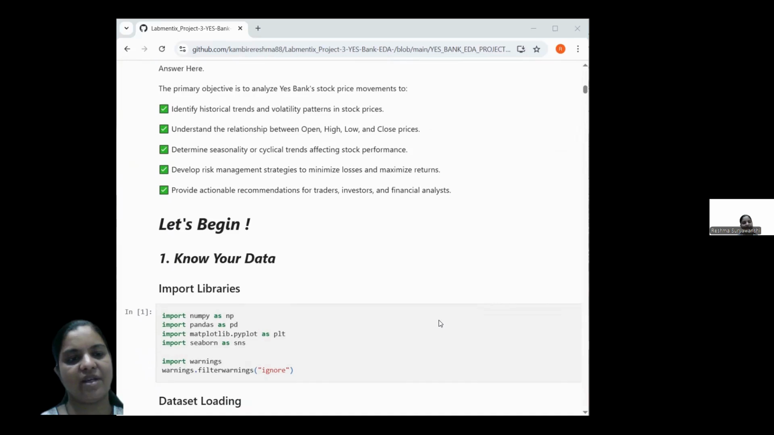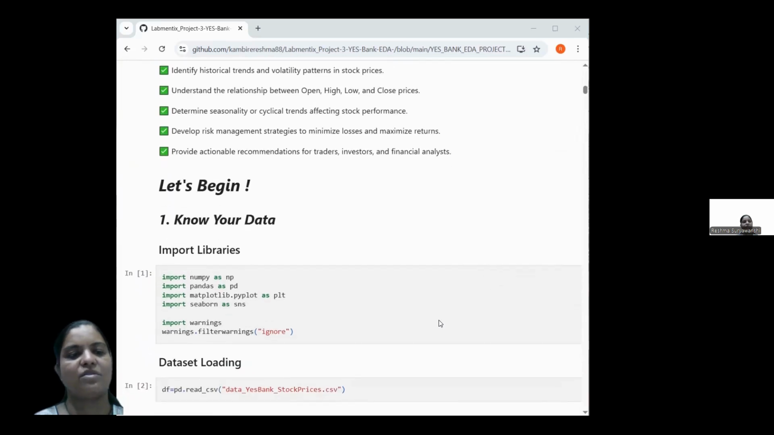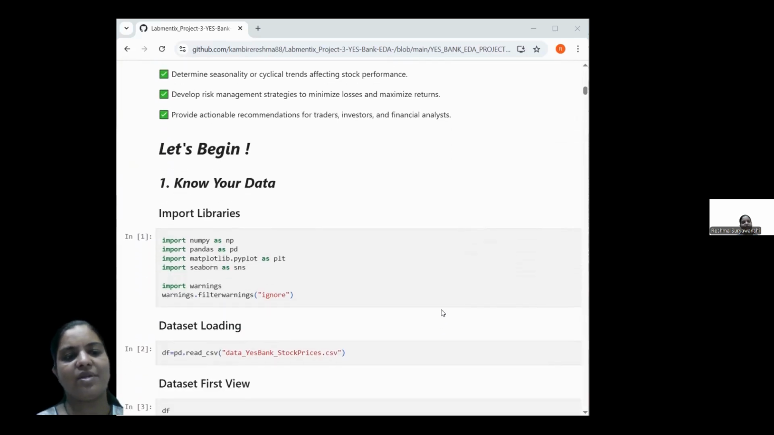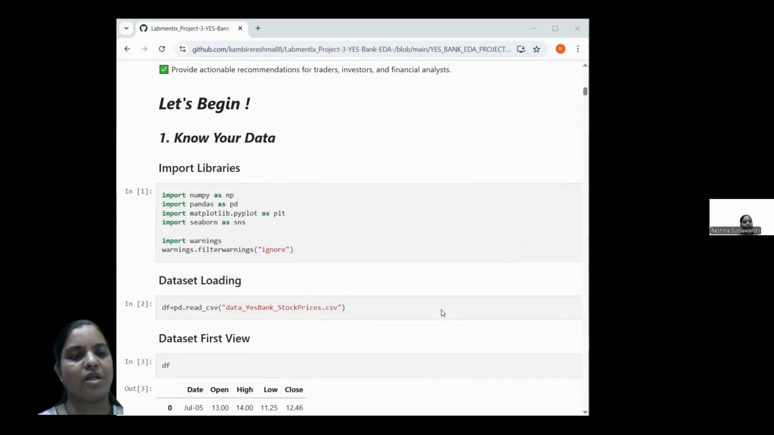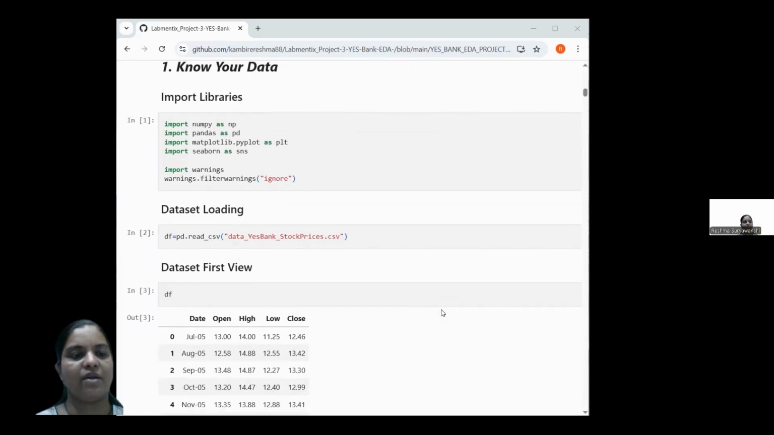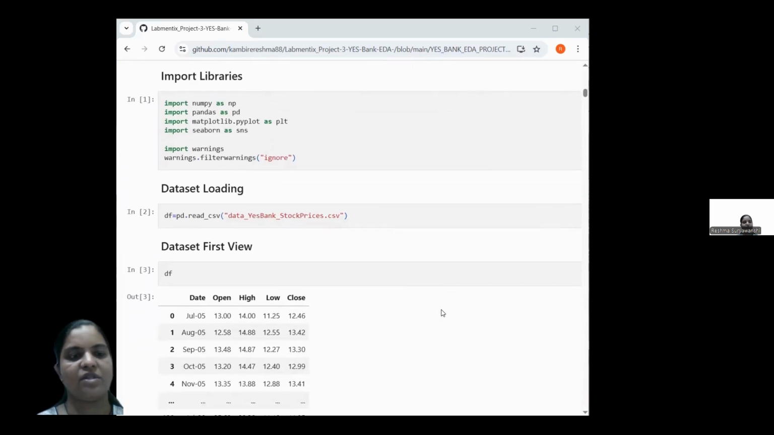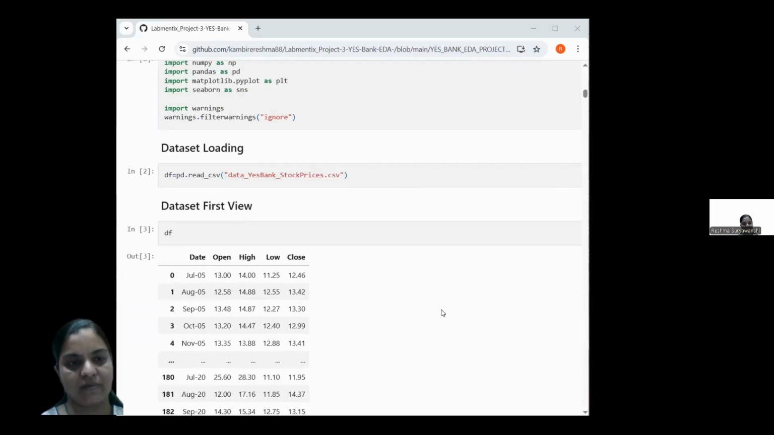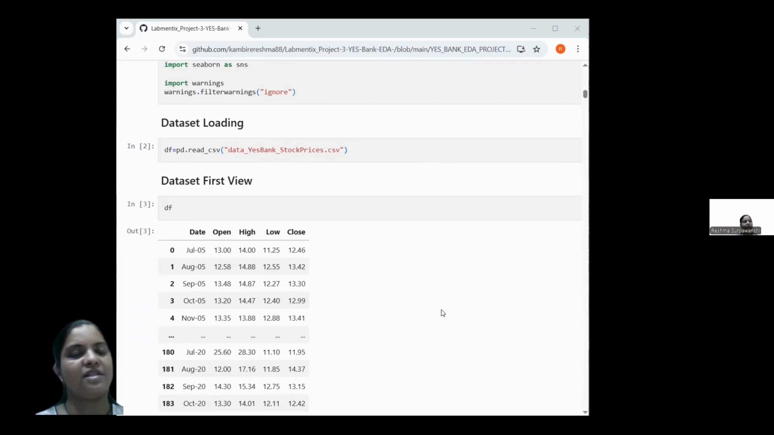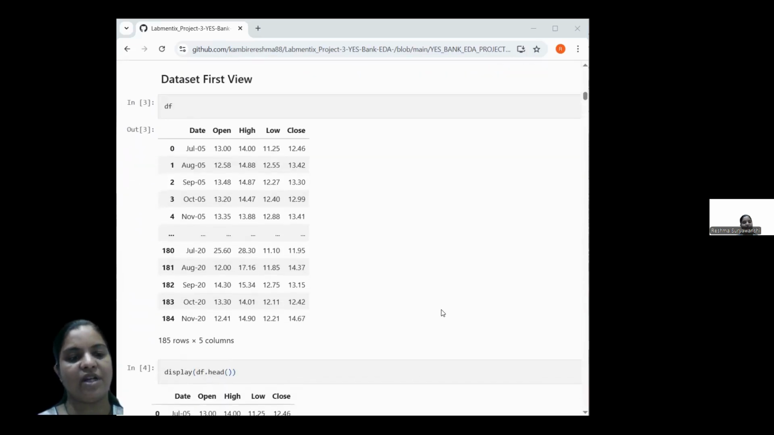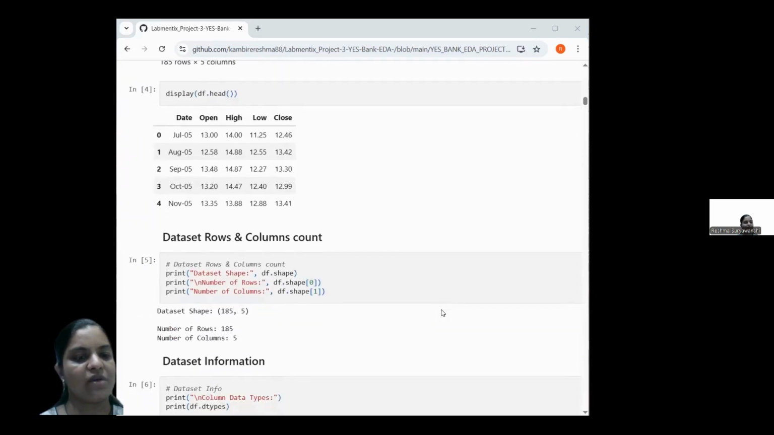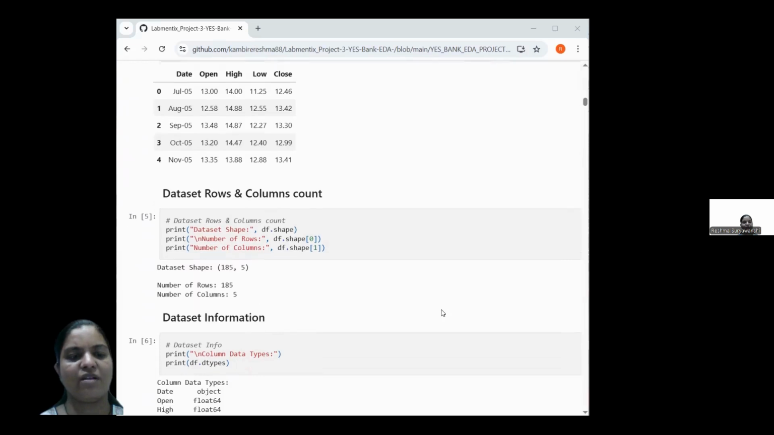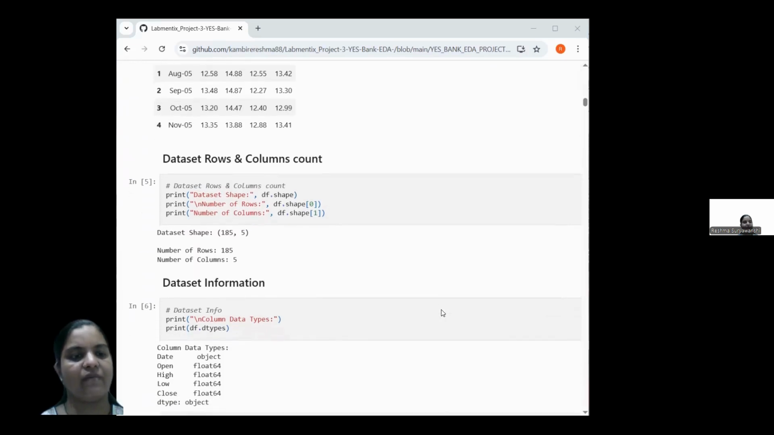So here, let's begin with our data. To know our data, we will import some libraries like NumPy, Pandas, Matplotlib, Seaborn. For dataset loading, we will use df equal to pd.read_csv. For the dataset first view, we will view our data with df.head. For dataset rows and columns, we get number of rows 185, number of columns 5.